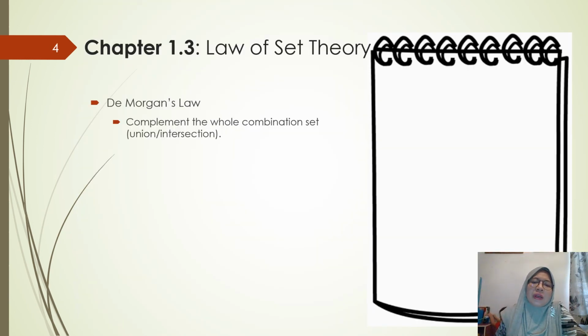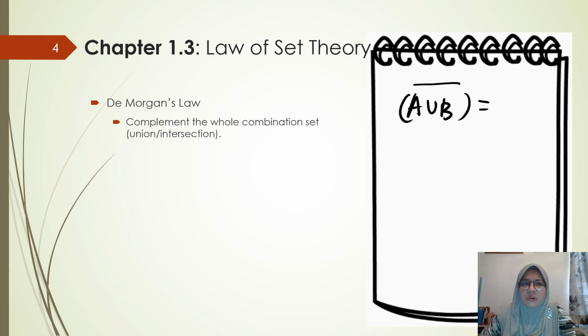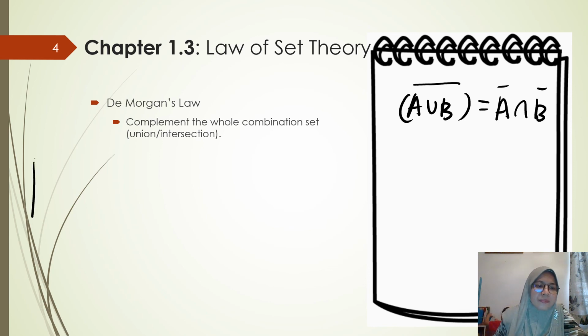If we have the complement of the whole set, which is (A union B) complement, in order to simplify this we can use De Morgan's law. How do we use De Morgan's law? It is equivalent to A complement intersect B complement. This can be explained in this diagram.